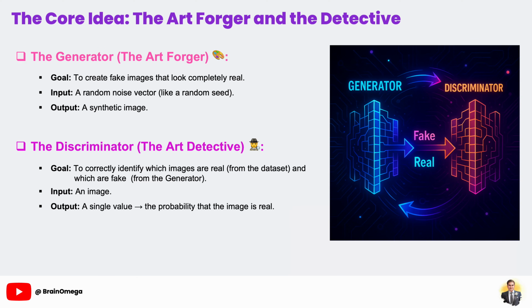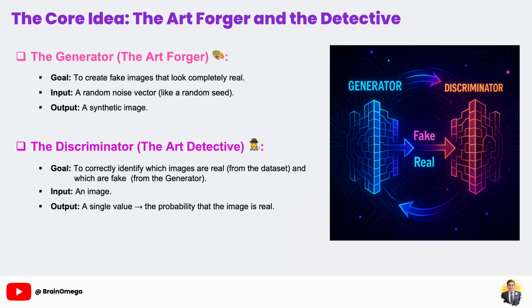So, what's the big idea behind a GAN? Before we write a single line of code, let's understand the beautiful core concept. The best analogy is to think of a game between an art forger and an art detective. We have two neural networks playing against each other. The first is the generator. This is our art forger. Its goal is to get so good at creating fake art, in our case, images of handwritten digits, that no one can tell it's a fake. It starts out completely clueless, taking a canvas of pure random noise and just splashing paint on it.